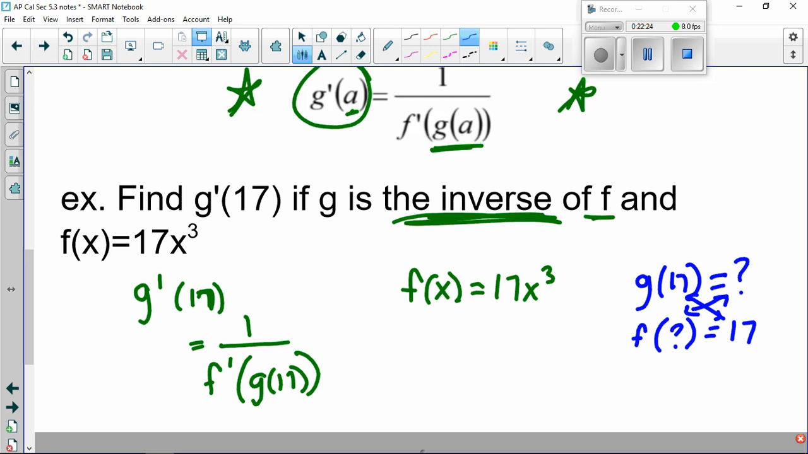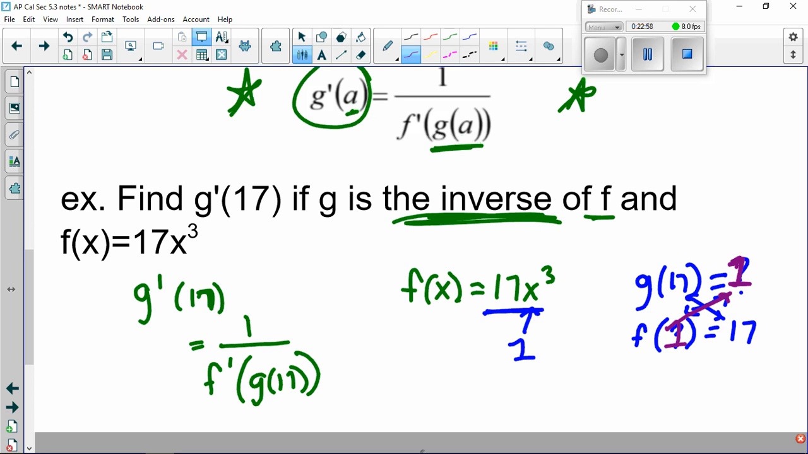Well, we can easily look here. What number do we plug in for x to get 17? Well, we're already multiplying by 17, so the number that has to be in there for that to stay 17 is 1. So f of 1 is 17, which means we can go backwards again and say that g of 17 is 1. So we can use this relationship, and we don't even have to find the inverse. It's a little bit of a shortcut if you know this notation.